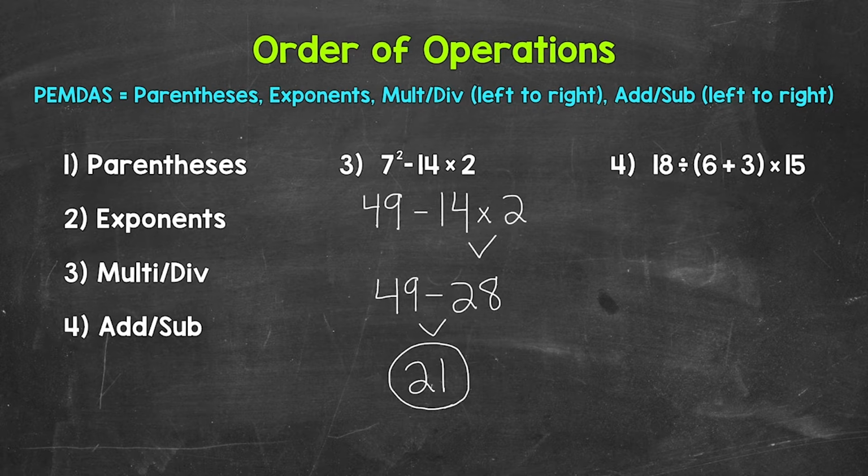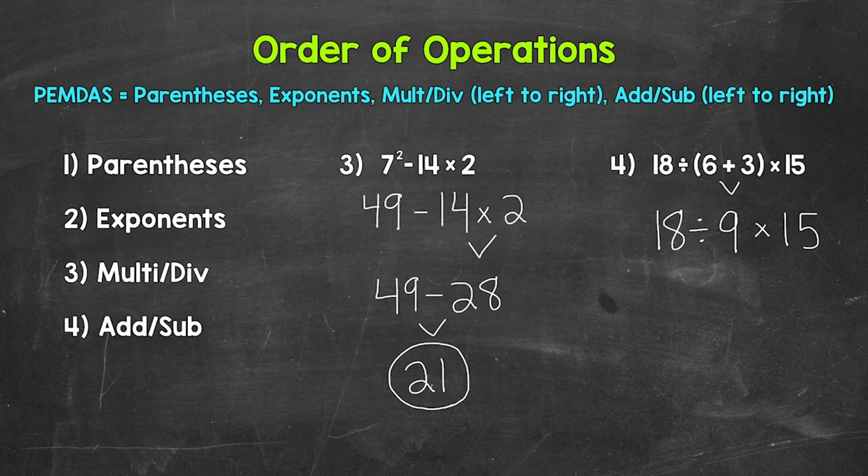Let's move on to number 4, where we have 18 divided by, and then in parentheses, 6 plus 3, end parentheses, times 15. Let's work through the order of operations. Any parentheses in this expression? Yes, so we need to start there. We have 6 plus 3 in parentheses, that's 9. And then we need to bring down everything we did not use. So now we have 18 divided by 9 times 15.